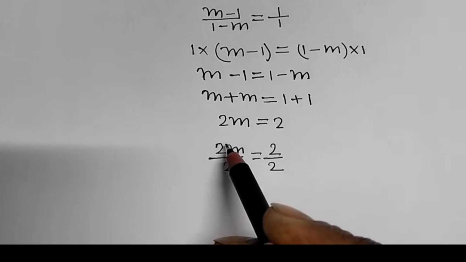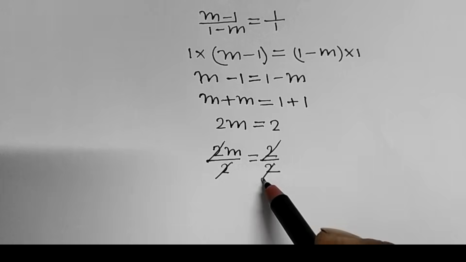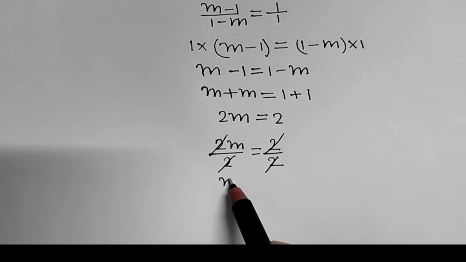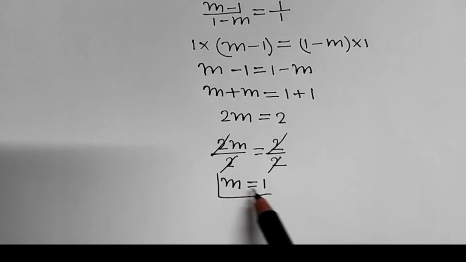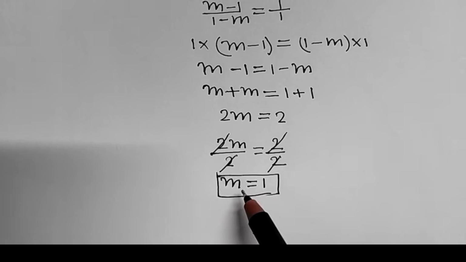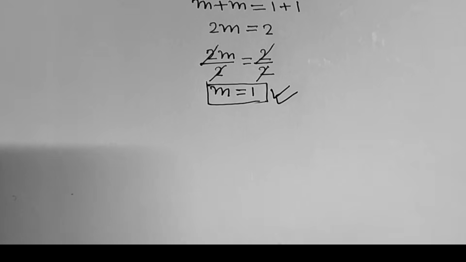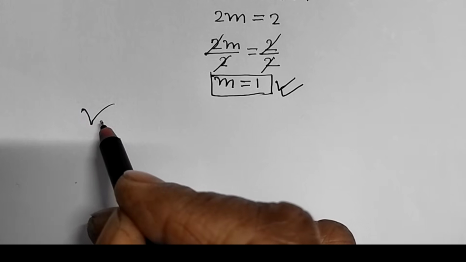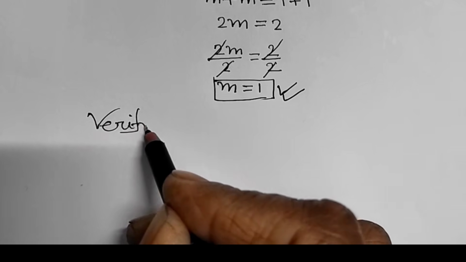This 2 over 2 will be cancelled. Therefore m equal to 1. This is our required solution of the given equation. Now we will have to verify whether this value of m is correct or not. Therefore, let's verify.